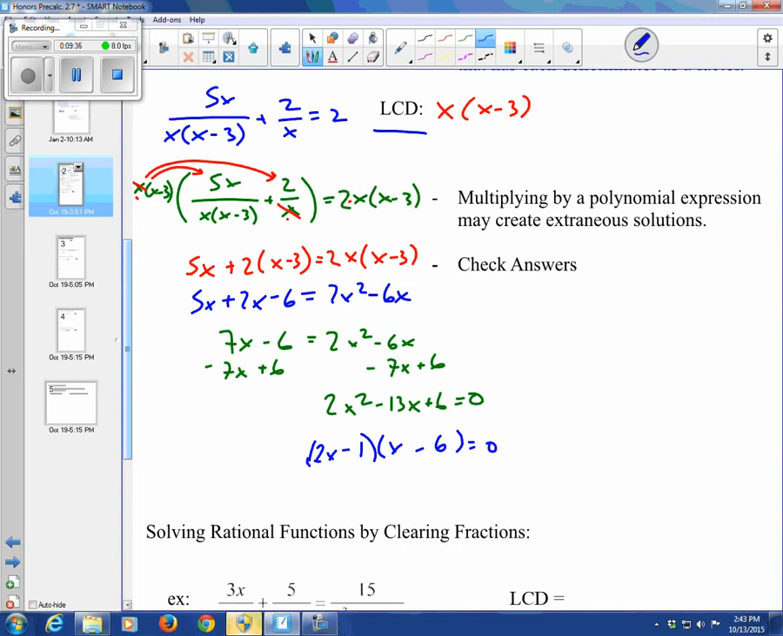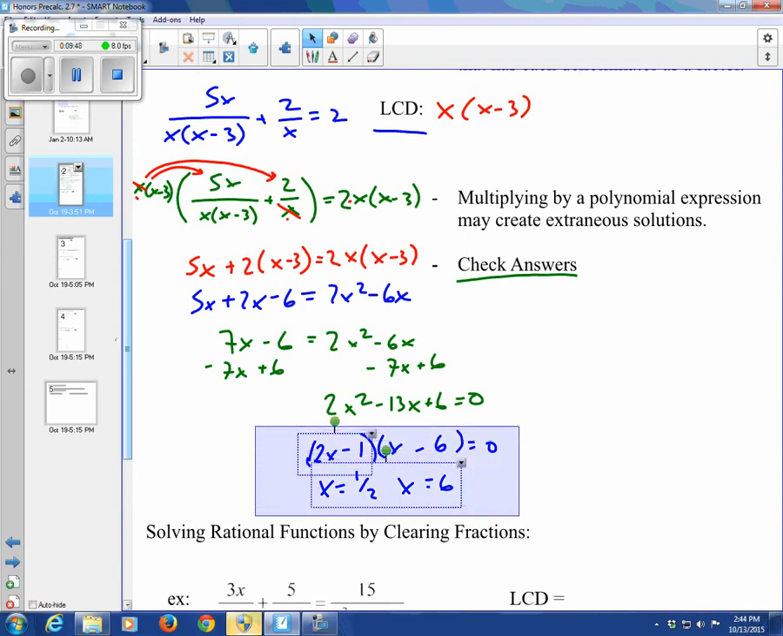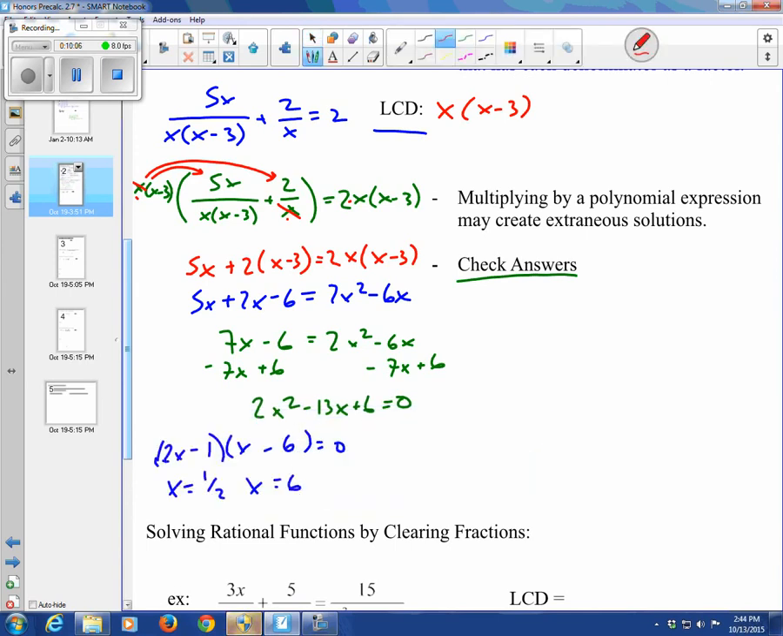These are our 2 linear factors that multiply to give us this quadratic, and then we can get the zeros of x equals 1/2 and x equals 6. Now right here, what I'm going to need to do is check these answers, right? So immediately, we've got two answers, right? And we want to check them to make sure we're doing our math correctly, but we also want to check them so we don't have any extraneous solutions, and we'll talk about that in a second.